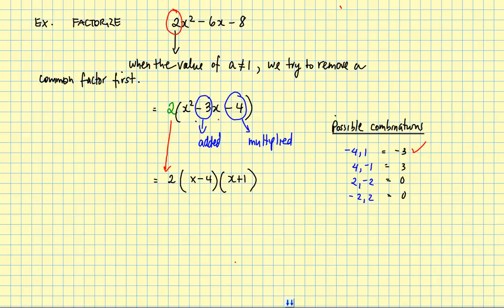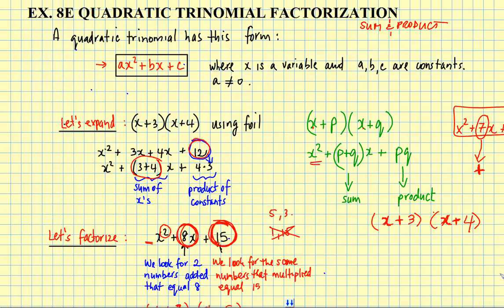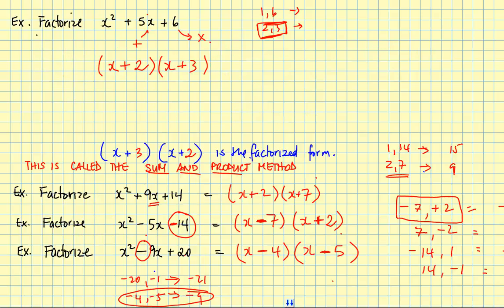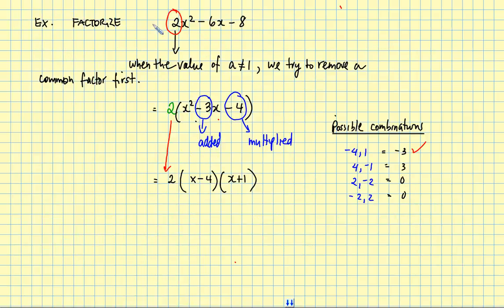Now that's an important thing to keep in mind. When your value of a is always equal to 1, then it's easy to use sum and product. But when my value of a is not equal to 1, what I absolutely need to do is check first to see if there is a common factor to remove. Because if there is a common factor to remove, then it becomes easy.